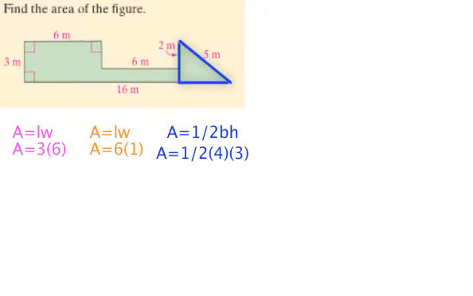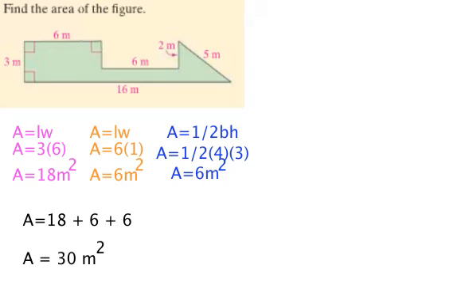The area of our first rectangle is 18 meters squared. The area of our second rectangle is 6 meters squared. And the area of the triangle is 6 meters squared. So we have 18 plus 6 plus 6, which gives us a grand total of 30 meters squared. So the area of the entire figure is 30 meters squared.